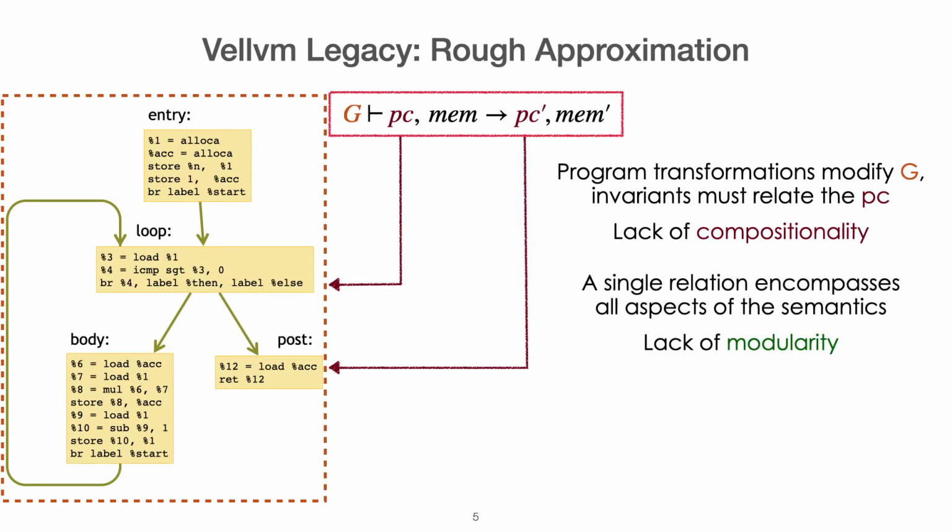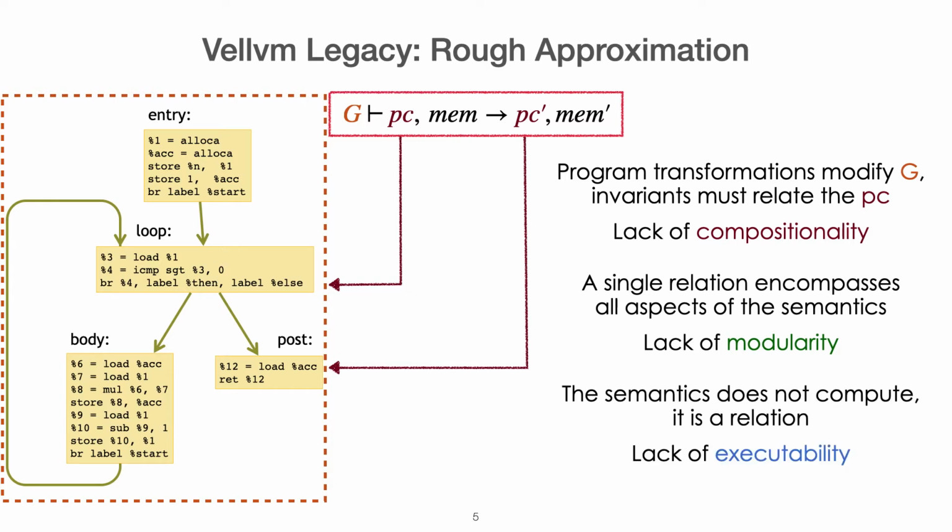Another aspect is that a single relation is encompassing all the aspects, all the effects of your semantics. If you modify one part of it, it's therefore extremely hard to know what part of the development will break. You lack modularity. And finally, intrinsically, this semantics does not compute. It is a relation. It goes into Prop in the Coq lingo. It therefore lacks executability, and if you want to perform testing, you will have to work extra hard.